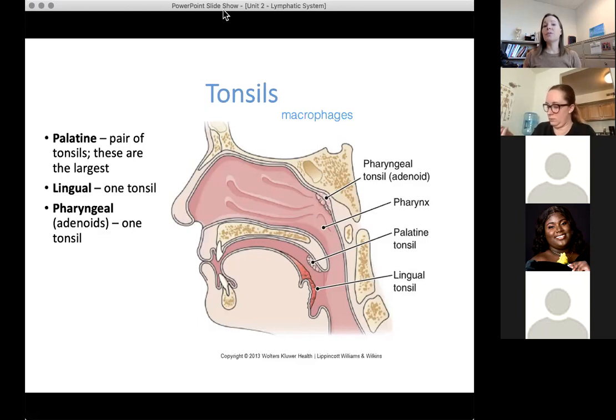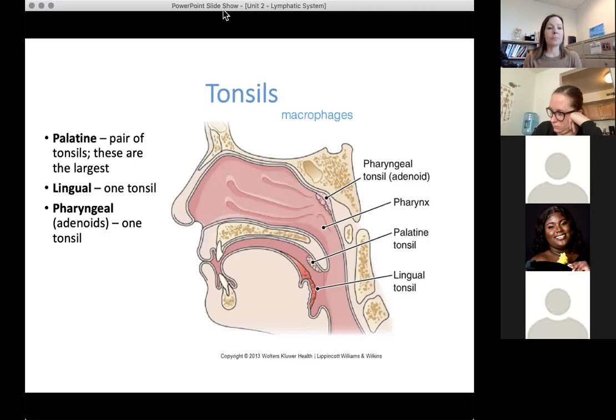And their function is already in your outline. They will remove foreign invaders, pathogens that may have entered the throat, the upper throat, which is called the pharynx, either through the air that you've inhaled or foods or liquids that you've ingested. And there are 3 types of tonsils.